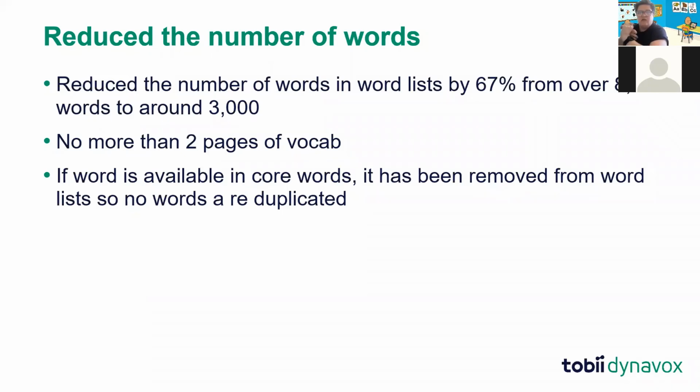Another key thing that we've done is if there's a word within a word list that is also available within core words, we've actually taken it away from the word lists. So we've tried to make sure that there is no duplication of words. So again, it's making sure that we're teaching our users the most efficient way to find those words. And if that happens to be in core words, then they can access it there. And again, it's reducing that amount of navigation through all the word lists, first of all finding the category and then having to find the correct word that we're looking for.